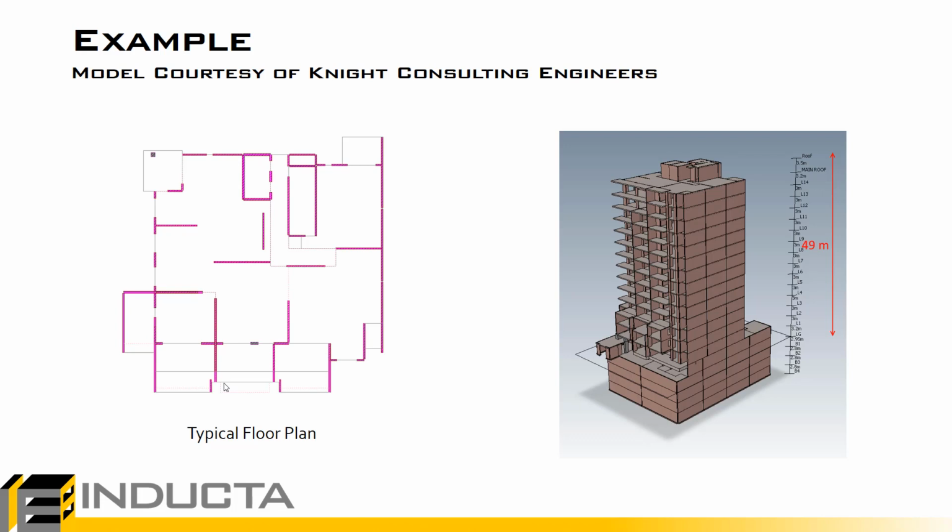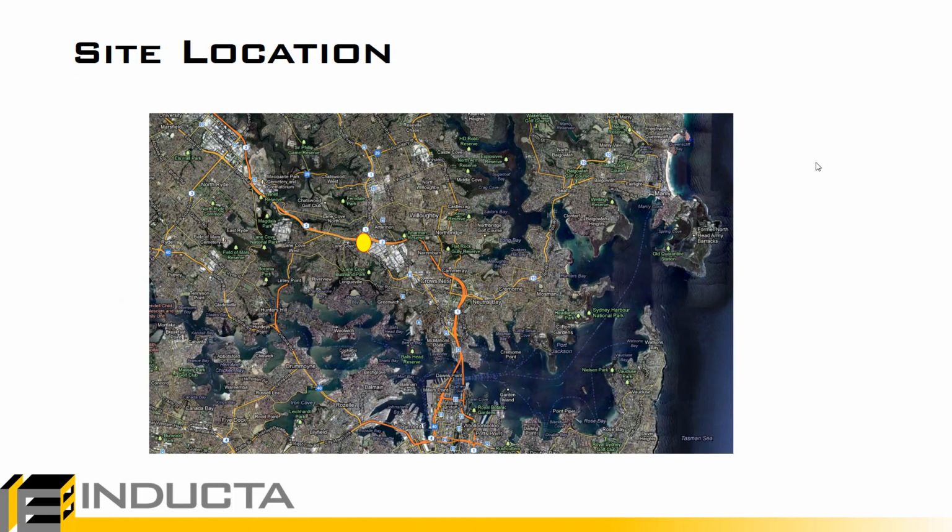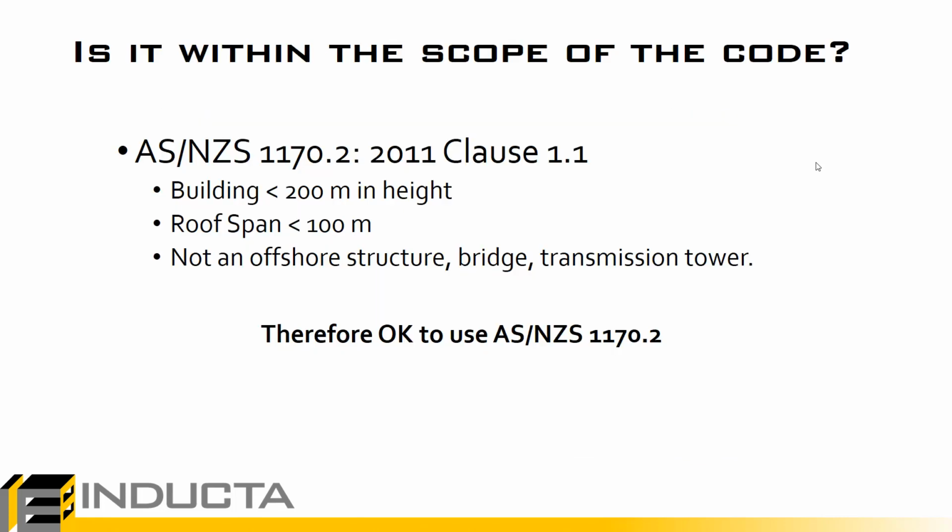We're going to our example that we've looked at in previous slides. We have a typical floor plan, more or less square in shape, approximately 22 meters in the X and Y dimensions, and 49 meters high. So for this particular example, we'll assume that the building is located in Sydney's lower North Shore. Now, in reality, it's not located here, but for this example, we'll assume that it is.